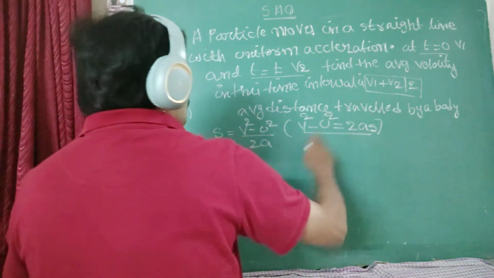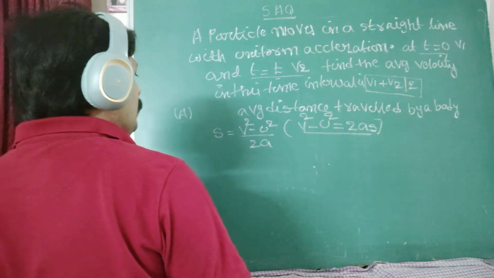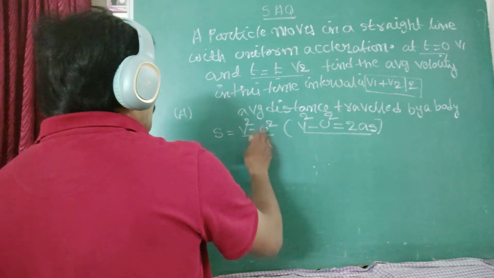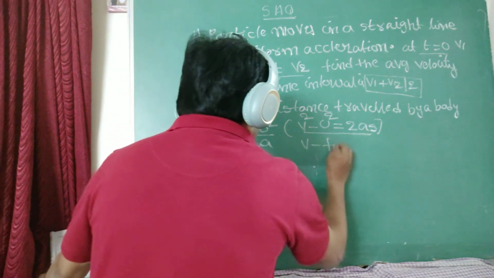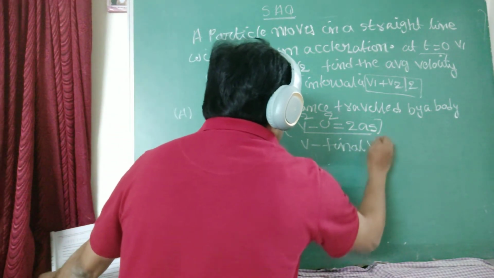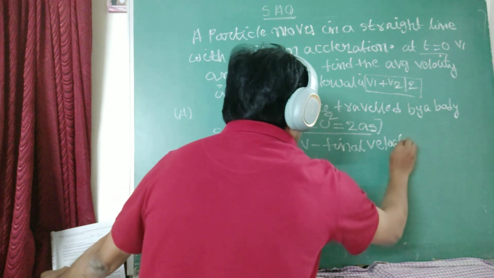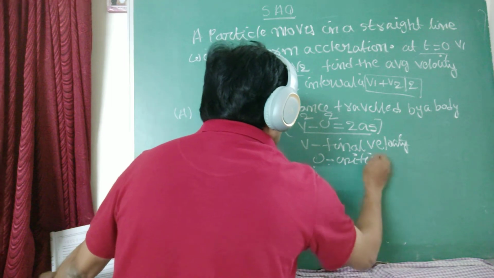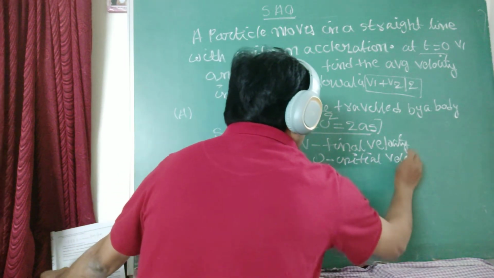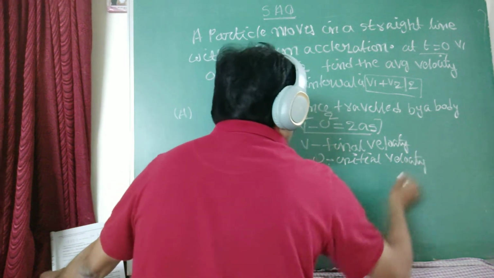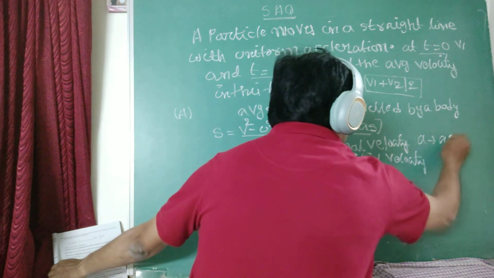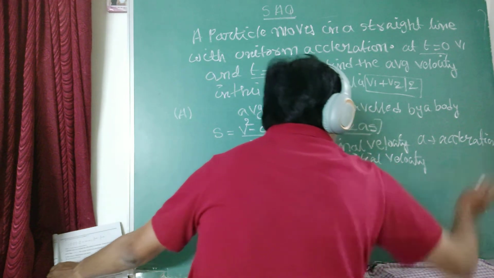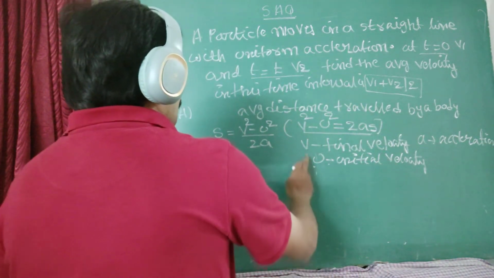Now from this, s equals v square minus u square by 2a. And apply this concept with respect to the final velocity and initial velocity. v is final velocity, and u is initial velocity, and a is acceleration.